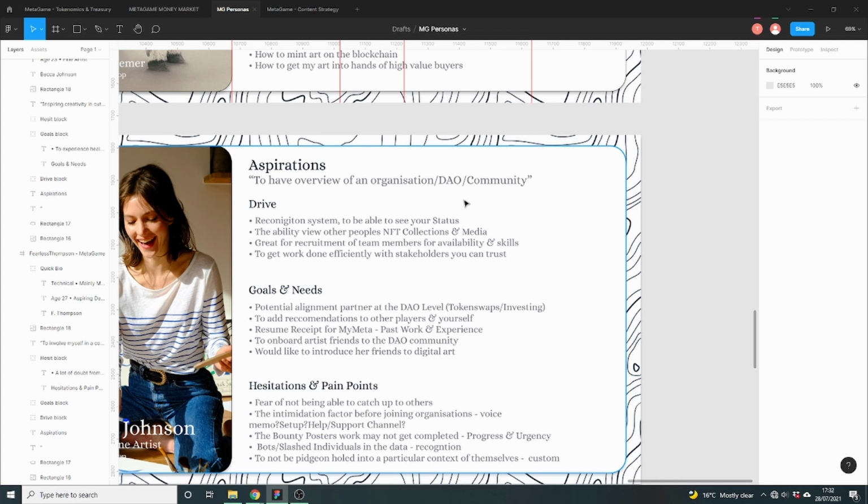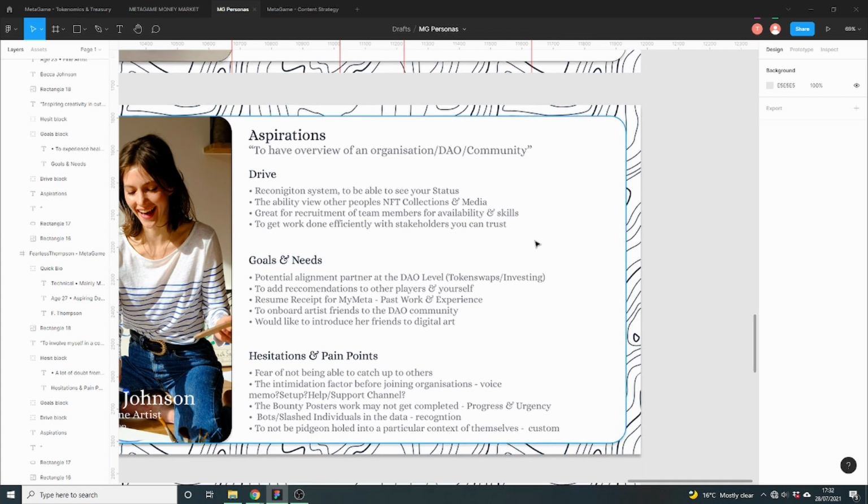Other things such as the ability to see people's NFT collections and media that they produce, so that you get a taste of what they're into and what they like, and you can see how it relates to yourself. Another drive could also be recruiting team members for availability and their skill sets. So if you're going into a hackathon, having a reputation layer like MyMeta supplies you with some of the relevant information which you might make decisions off of in regards to recruiting for a hackathon, or just in general for recruiting for a localized project within your community.